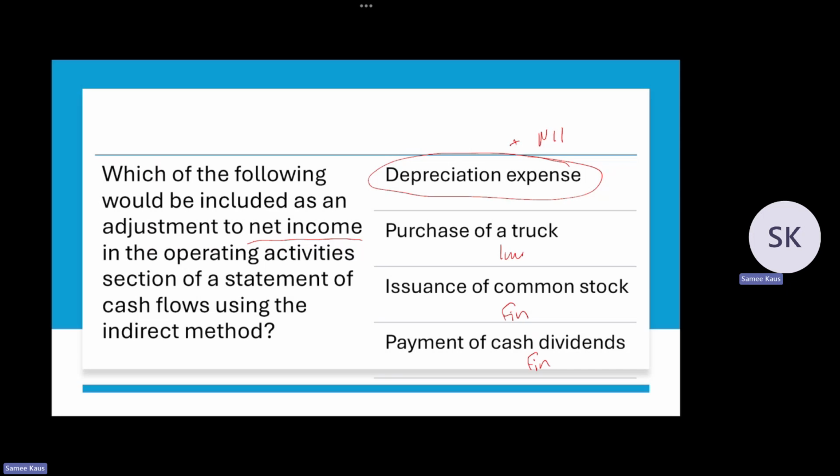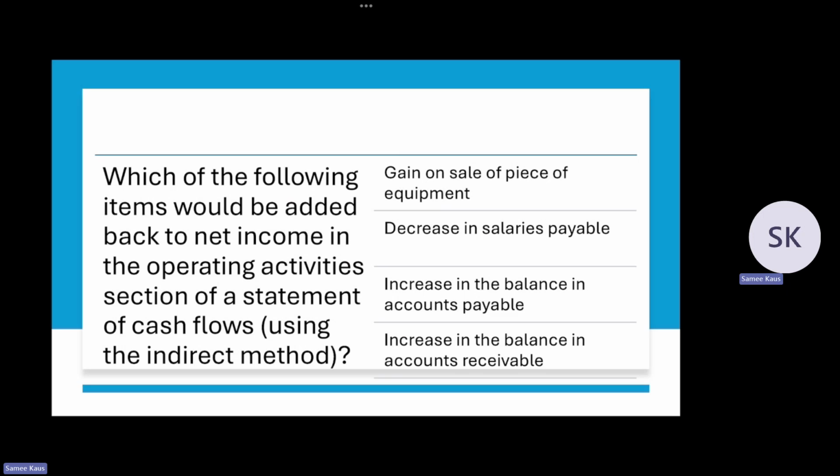So now, hey, what if I received cash dividends? Well, that would be an operating. So again, the first step in doing these is being able to identify, well, what type of activity is this? Which of the following items would be added back to net income in the operating activity section of the statement of cash flow under the indirect method? So now I not only need to know, is this an operating activity? I need to know, when do I add it back to net income?